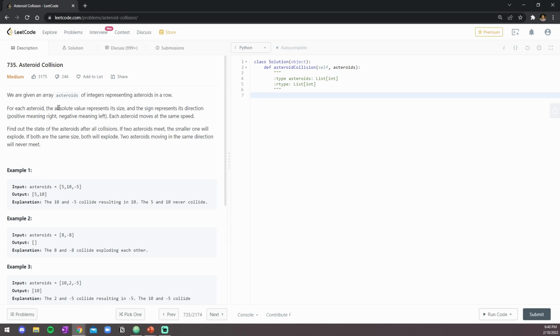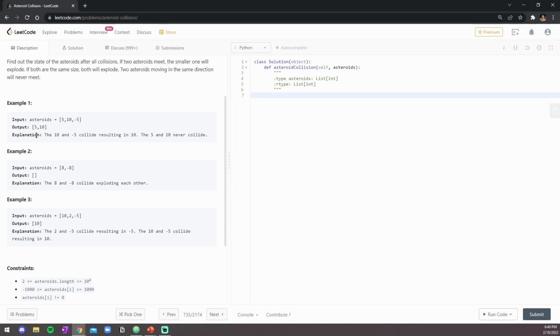For each asteroid, the absolute value represents its size, and the sign represents its direction, positive meaning right, negative meaning left. Each asteroid moves at the same speed. Find out the state of the asteroids after all collisions. If two asteroids meet, the smaller one will explode. If two are the same size, both will explode. Two asteroids moving in the same direction will never meet.